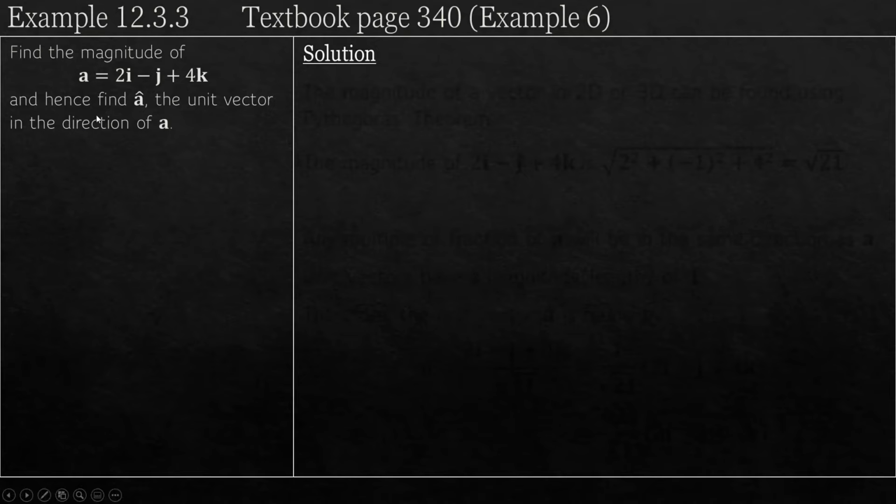In this example, we have a single vector called a. We first have to find its magnitude, which means how long it is, or its size, and hence find a hat. This is a standard notation. That hat on top, little arrow, means it is a unit vector, but in the same direction as a.